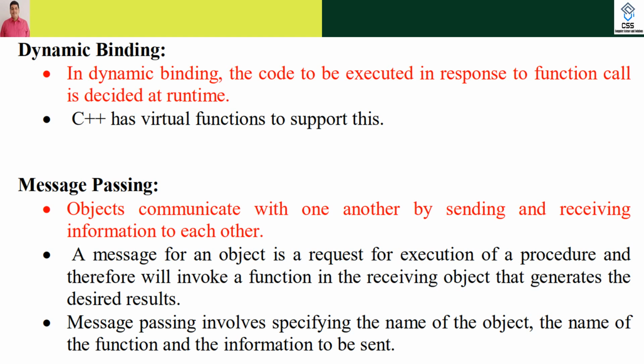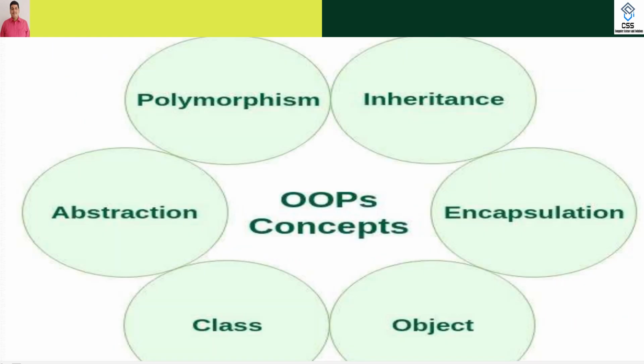If a programming language supports all of these characteristics, it can be termed an object-oriented programming language. C++ is one of them. It should support class, objects, members, methods, data encapsulation, data abstraction, inheritance, polymorphism, dynamic binding, and message passing. Hence, these are the important concepts: polymorphism, inheritance, encapsulation, object, class, and data abstraction.